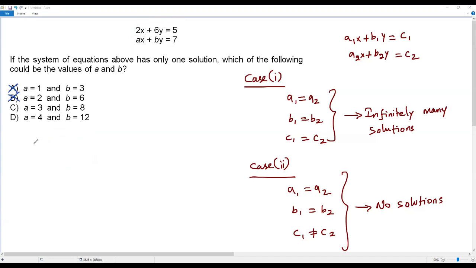Now let's verify option C. That is, we have to plug in a equals to 3 and b equals to 8. So let me write the first equation as it is. That is 2x positive 6y equals to 5. Now I am going to plug in a equals to 3 and b equals to 8.